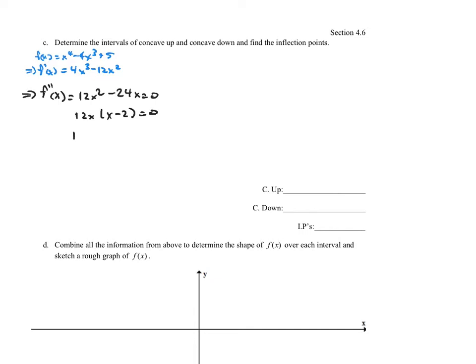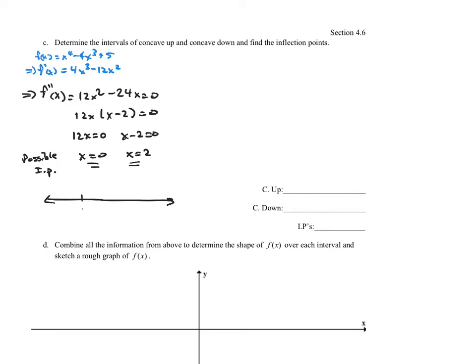I set each of those factors equal to 0. 12x equals 0 gives me x equals 0. And then x minus 2 equals 0, adding 2 to both sides gives me x equals 2. Again, what are these? These are possible inflection points. They are not critical values. Critical values come from the first derivative. These are possible inflection points. How do I find out if they are inflection points?